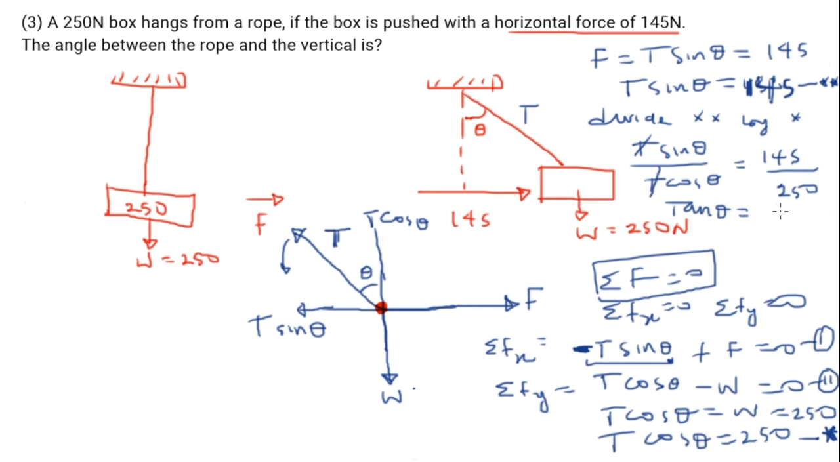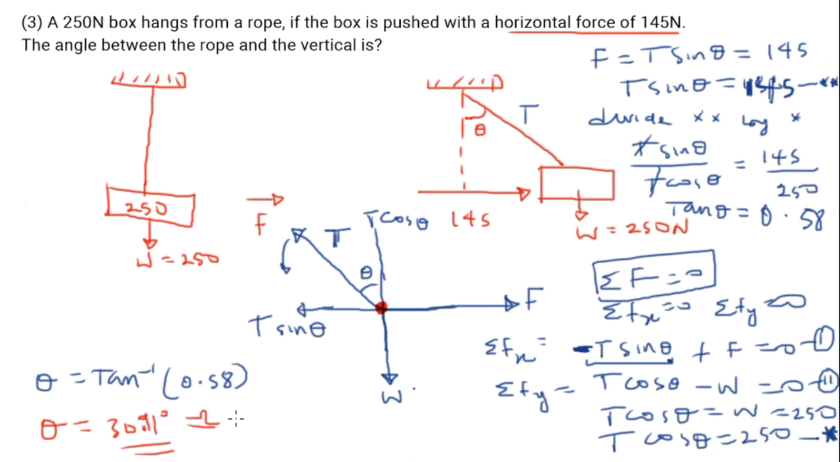That is 0.58. So that means angle theta is equal to the arctan of 0.58. The arctan of 0.58 is equal to 30 degrees. So the angle theta is equal to 30 degrees. Actually 30.11 degrees. So we can approximate to 30 degrees.